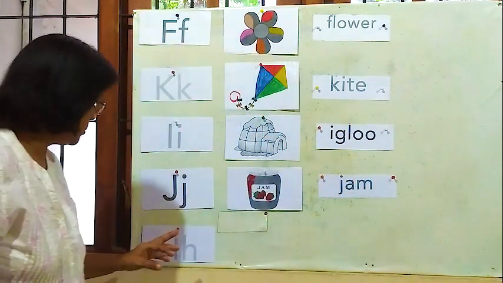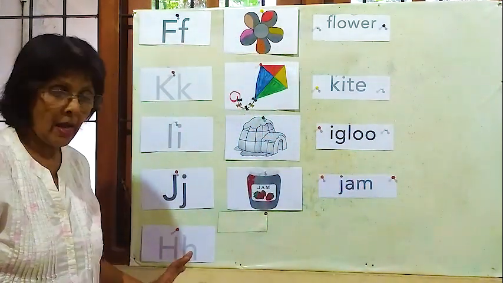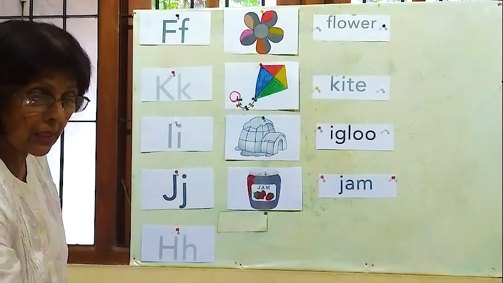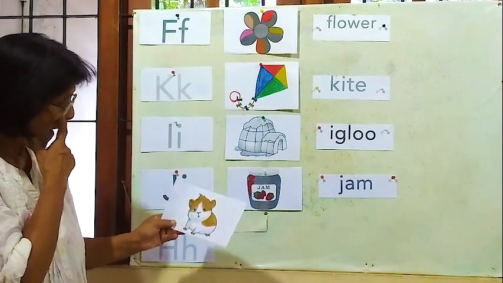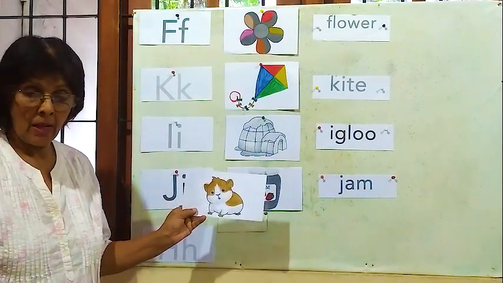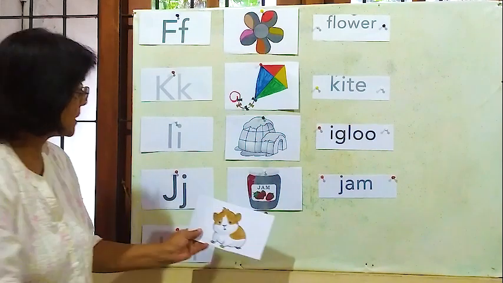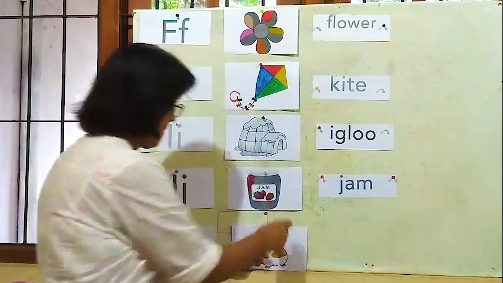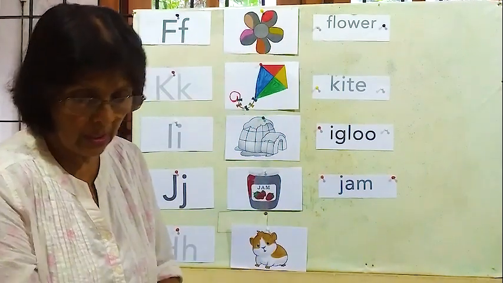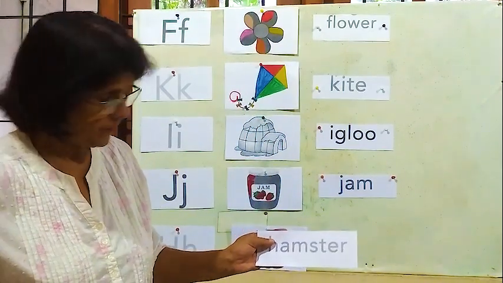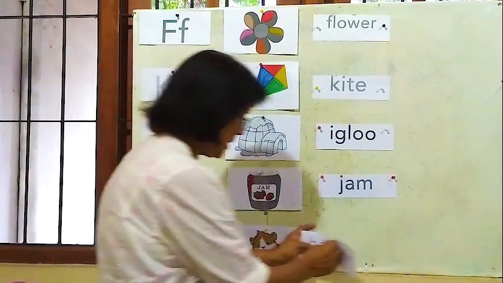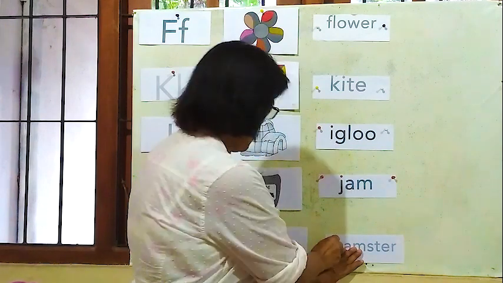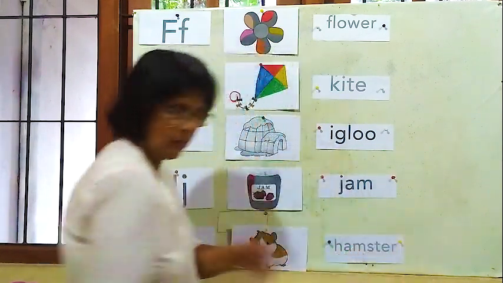Alright? Now, the last one, H. What's the letter? H. H for hamster. Here, look. H for hamster. Now, here the word hamster. First letter is H. H for hamster. Right?